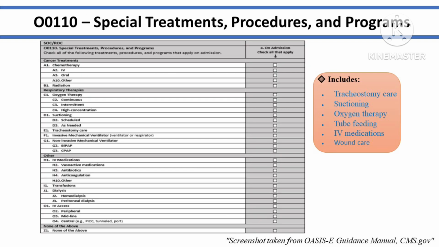Next important section is O0110, special treatments, procedures, and programs. It identifies any treatments or interventions the patient is currently receiving at home, for example, oxygen, catheter, IV, or dialysis. It includes tracheostomy care, suctioning, oxygen therapy, tube feeding, IV medications, and wound care. This section supports skilled need. It validates medical necessity for Z codes like Z93.0, tracheostomy status, and diagnosis codes like J44.0 with long-term oxygen therapy. It justifies nursing or therapy involvement.